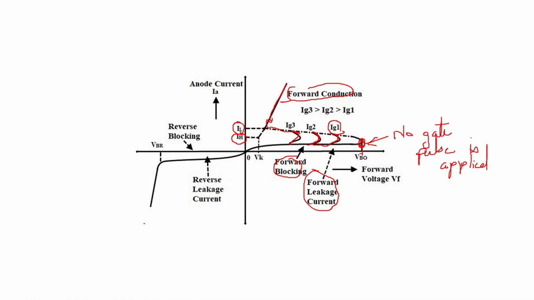Clear? But anyway, once you apply a gate pulse, or once you reach the breakover voltage by increasing your anode cathode voltage, now your voltage across the SCR will decrease and anode current will increase. Now here we say SCR is on. Here SCR was not on, SCR was off. It was about to turn on, it was forward blocking. But here you can say SCR is on.